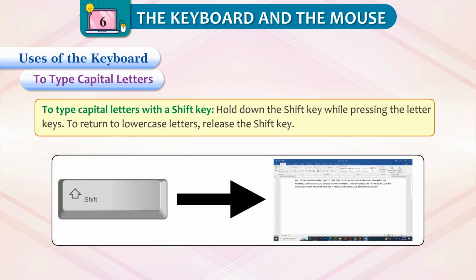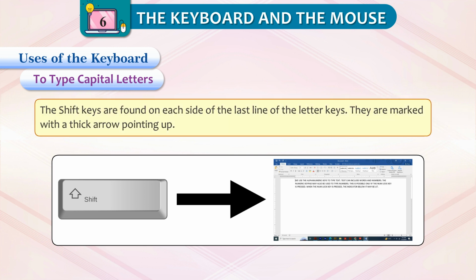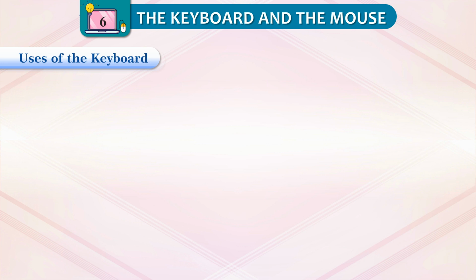To type capital letters with the shift key, hold down the shift key while pressing the letter keys. To return to lowercase letters, release the shift key. The shift keys are found on each side of the last line of the letter keys. They are marked with a thick arrow pointing up.